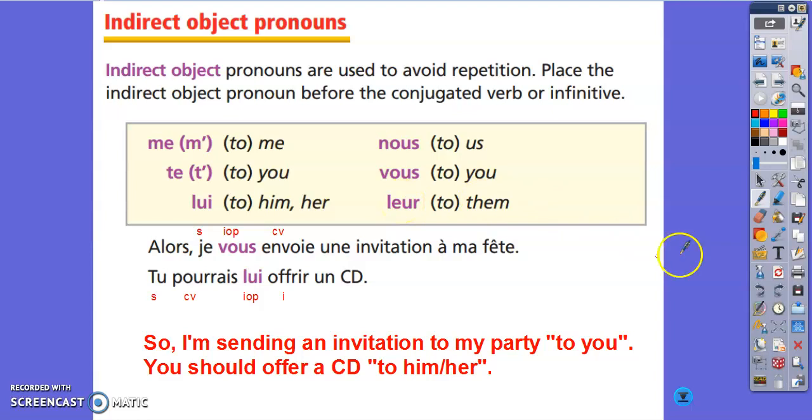So, just a couple examples. Alors, je vous envoie une invitation à ma fête. So in this case, je is my subject, envoie is my conjugated verb. But then I don't have an infinitive, which is why I've placed vous, my indirect object pronoun, before my conjugated verb. Tu pourrais lui offrir un CD. Tu is my subject, pourrais is my conjugated verb, offrir is my infinitive. In this case, since I have an infinitive, my indirect object pronoun lui has to go in front of my infinitive.